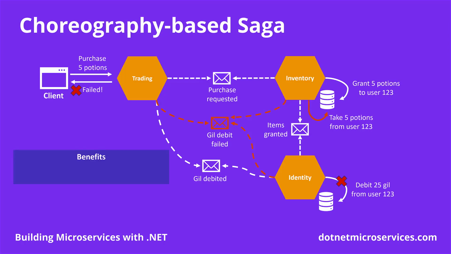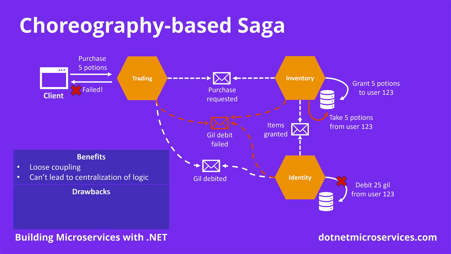A key benefit of a choreography-based saga is how loosely coupled the participants are. Notice that neither inventory nor identity have any knowledge of the other participants or about the fact that they are part of a bigger transaction. They just listen to an event, perform their operation, and fire another event. Since all the logic lives in each microservice, there is also zero risk of getting any logic centralized anywhere. But there are also drawbacks.